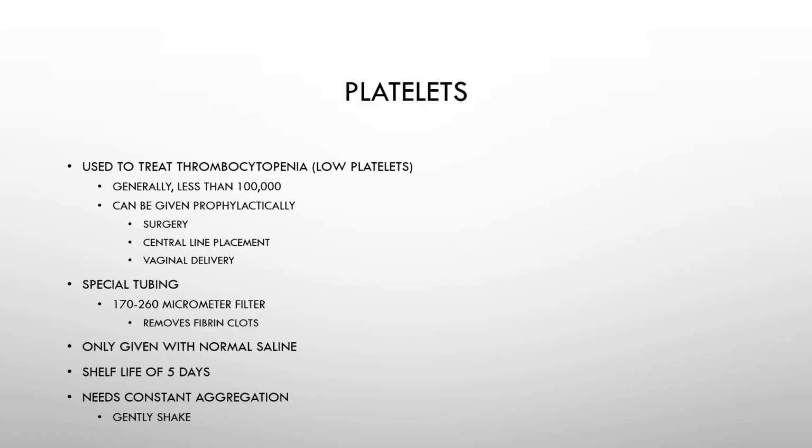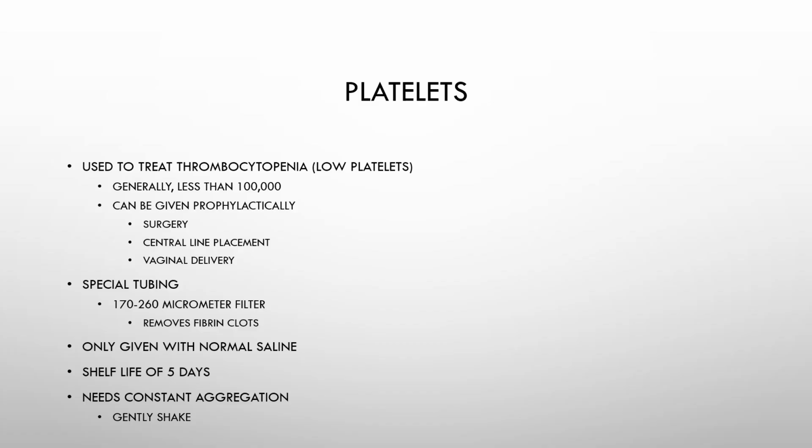These are going to be used when we have low platelet counts, thrombocytopenia, generally less than 100,000. But look at your patients, right? Do they have purpura? Do they have bruising? Do they have petechiae, little bruising on their skin? We can give it prophylactically, especially for those patients who are thrombocytopenic, so less than 100,000, and they need surgery. We can give them some platelets, or they need a central line, or they're going to have a baby. We can give them some platelets to kind of pump them up before they're going to have this event that's going to cause some bleeding.